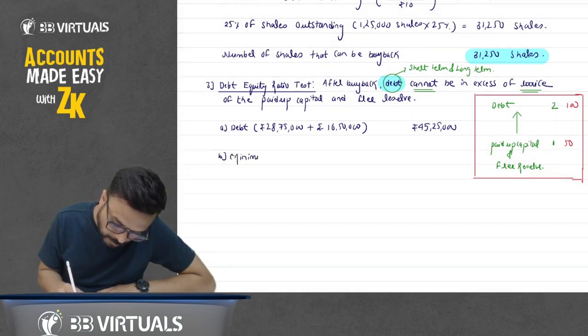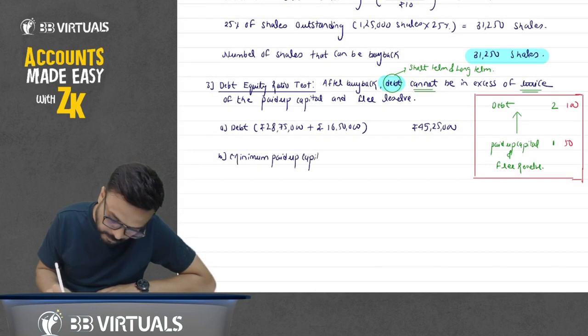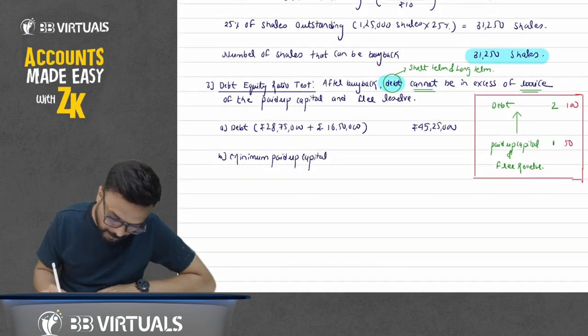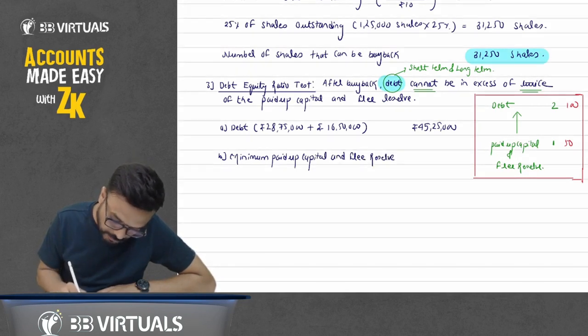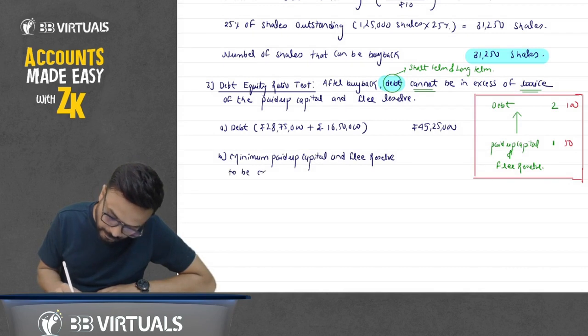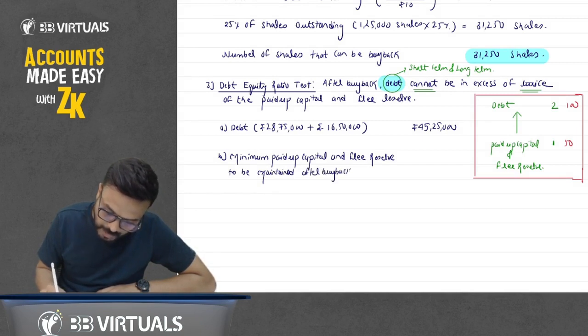Minimum paid up capital. Minimum paid up capital and free reserve to be maintained after buyback. So how much paid up, how much debt do we have?